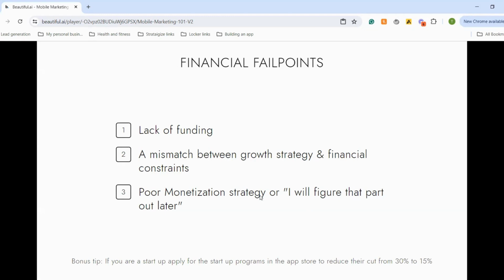And then lastly, a poor monetization strategy, or just saying, I'll figure that piece out later. The monetization of a mobile app is of critical importance. If you don't figure it out fairly quickly, you're just going to be burning money pretty much infinitely, because you're going to want more and more users, and then you're going to say, okay, once I reach 20,000 users, I'm going to try to implement a monetization strategy.